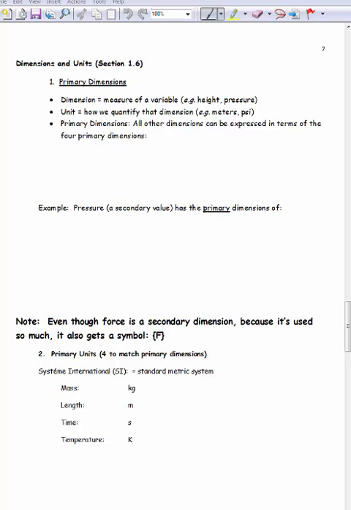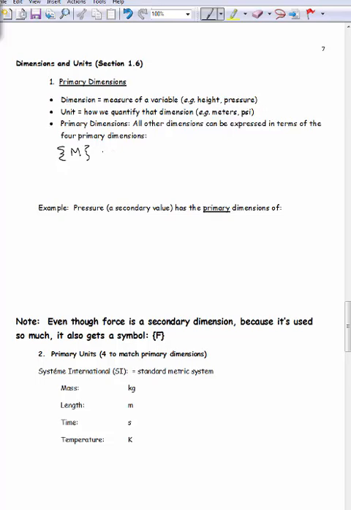So for instance, pressure would be a dimension. It's a secondary dimension. Height, weight, all those things are dimensions. Width, dimensions. But there are 4 primary dimensions that all these other dimensions can be made of. And those 4 primary dimensions are mass. And what we're going to do is put curly braces around them just to indicate that this is a dimension, this is not a unit.